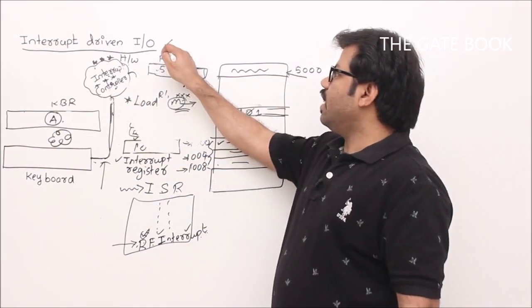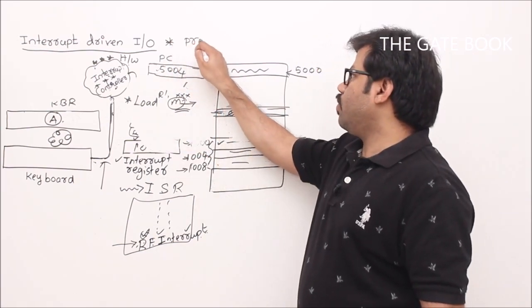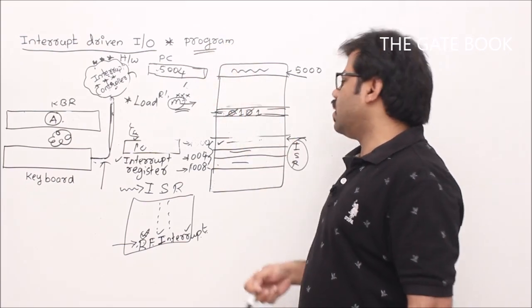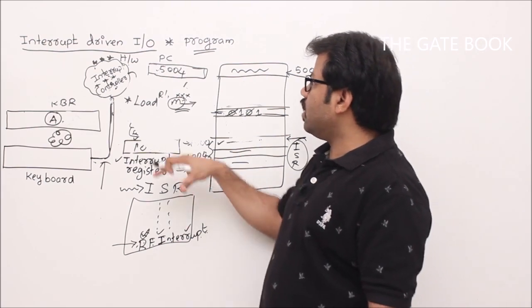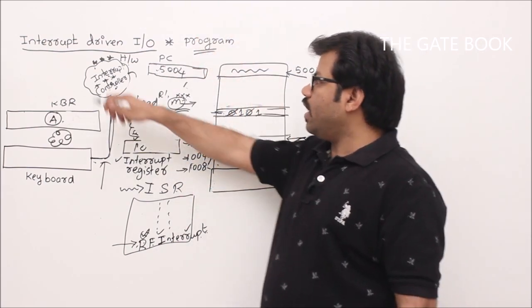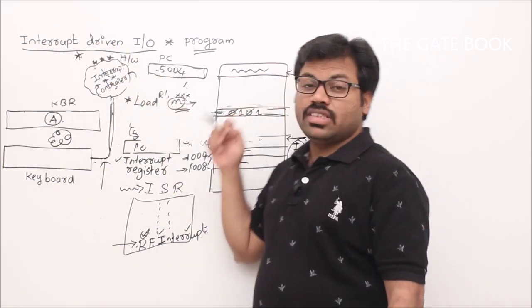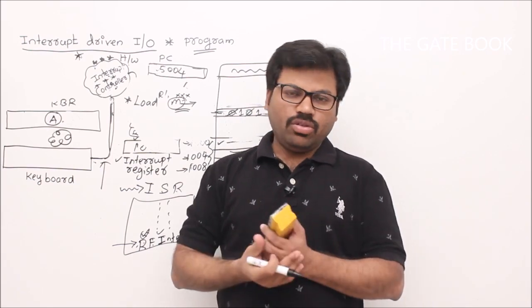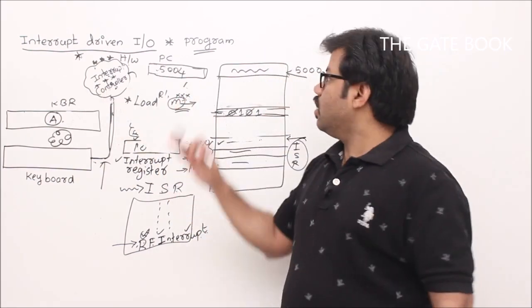Finally, you realize that interrupt driven IO is definitely better than program driven IO, correct? Now we will see the differences, advantages and disadvantages. I don't see any advantage of program driven IO. Definitely interrupt driven IO has a lot of advantages. One thing, we can save a lot of CPU's time, and you can utilize the CPU effectively. That is about interrupt driven versus program driven.